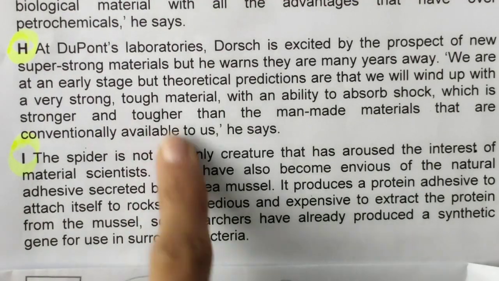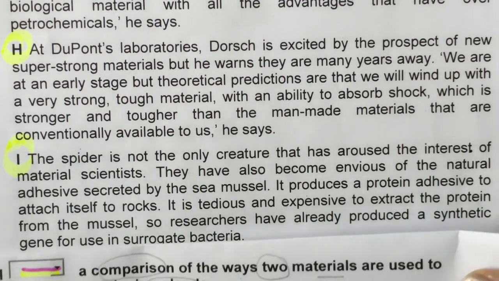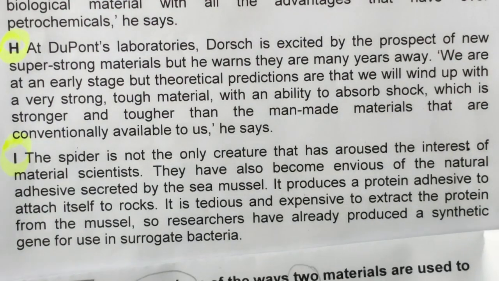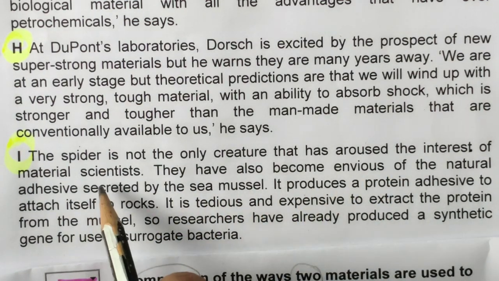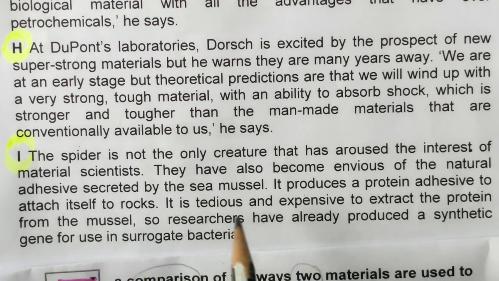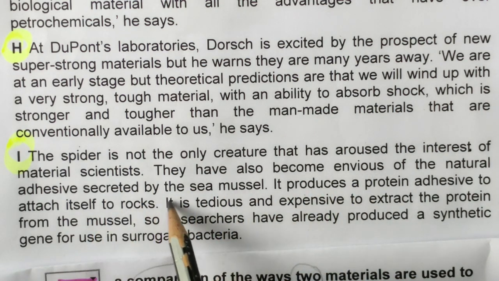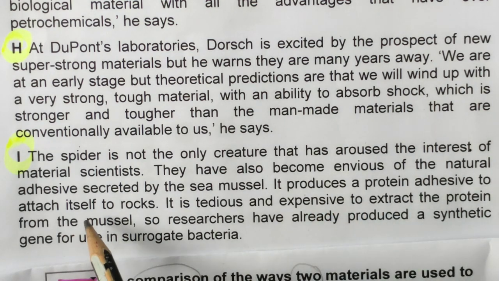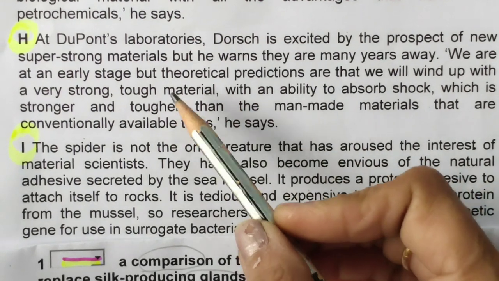So these are the paragraphs. So let's read the last paragraph first for finding this prediction kind of question. Okay, so let's find it. The spider is not the only creature that has aroused the interest of material scientists. They have also become envious of the natural adhesive secreted by the sea mussel. It produces a protein adhesive that is studied. Okay, here they are not talking about any prediction. Let's move to H paragraph.